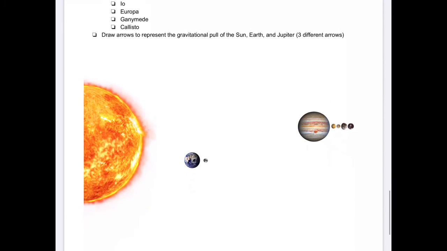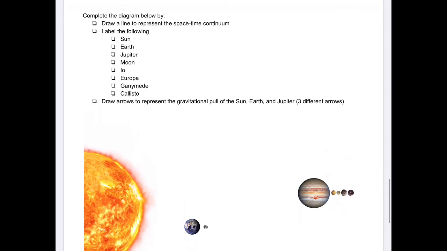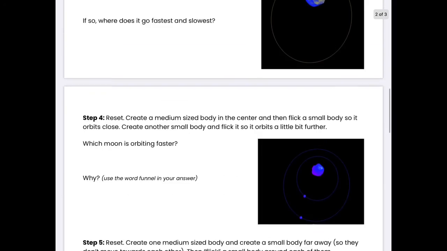Once you have those labeled, you are going to draw arrows to show the gravitational pull of the sun, the Earth, and Jupiter. And I would just put them near the objects and make it so that we can tell which one has more gravity. And we'll be talking about this on Tuesday and going over this assignment. So if you have any questions, just send me an email, but your activity is 3 pages long.